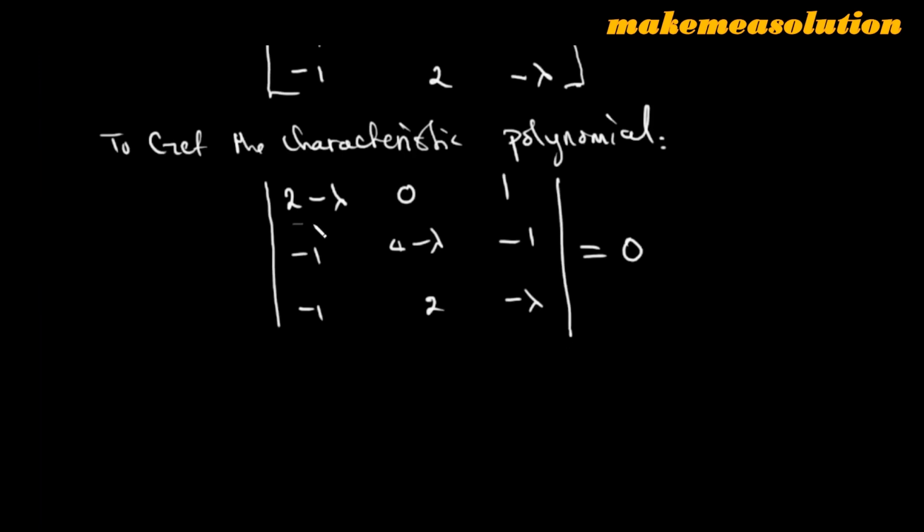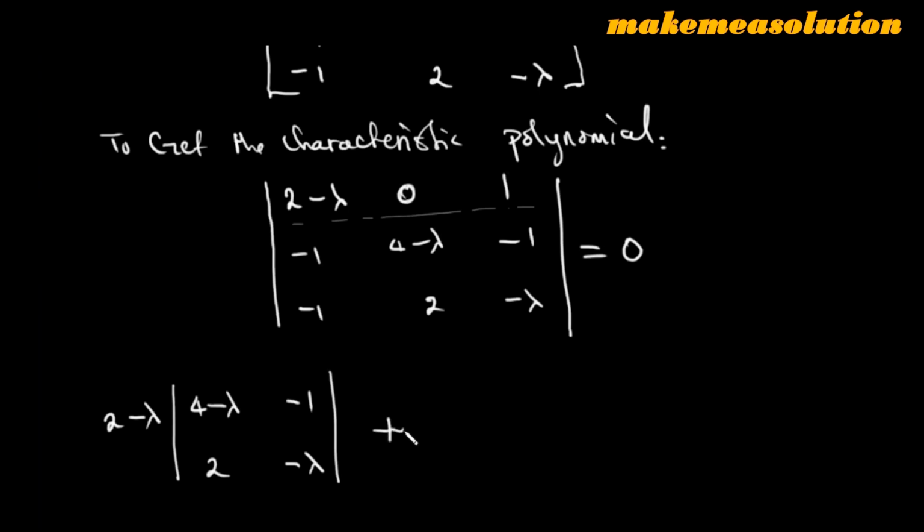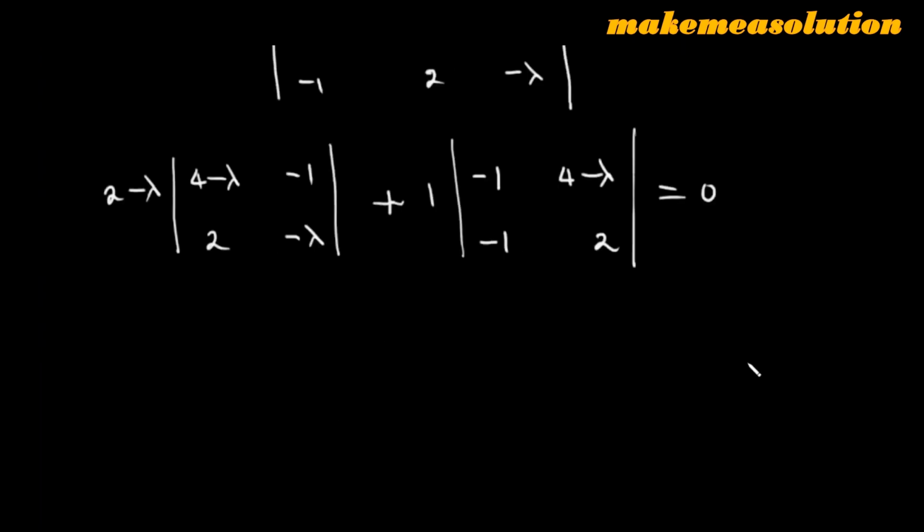We are going to expand along the first row. The first row has a 0 element, so it will make our expansion easy. So I have (2 − λ) times the determinant of 4 − λ, −1, 2, −λ, then 0 times its minor, which will be 0, then plus 1 times the determinant of −1, 4 − λ, −1, 2, equal to 0.